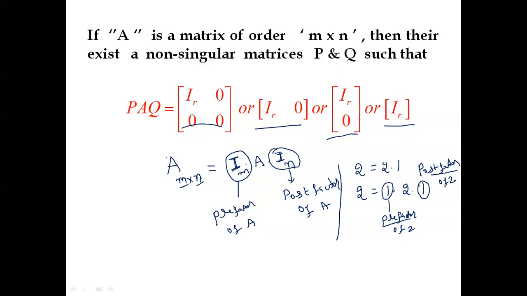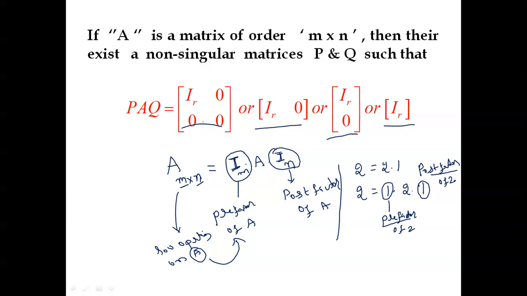Once we write the given matrix in this form, the prefactor of A is formed based on the number of rows in A. In the same way, the post factor of A is formed based on the number of columns in A. So if you apply row operations on A, the same row operations are applied on only the prefactor of A on the right hand side.